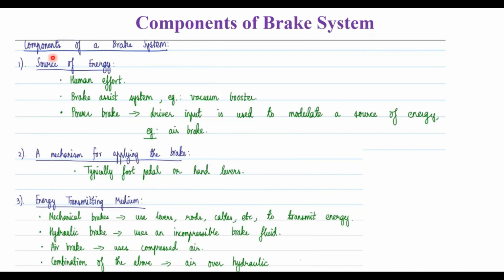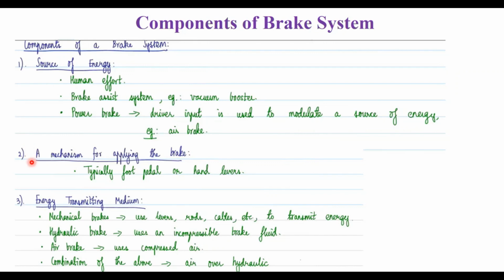And what are the different components? First, what is the source for the brake system? Human effort is the source. In the case of a two-wheeler, people apply the brake with the help of a hand lever, or in the case of a four-wheeler, they apply the brake using a pedal with the help of a leg. So the human effort is the source of energy that needs to be taken into consideration. And then you also have brake assisted systems, which is nothing but a vacuum booster. You also have a power brake where the driver input is used to modulate a source of energy, for example air brake. So these are some of the sources of energy.